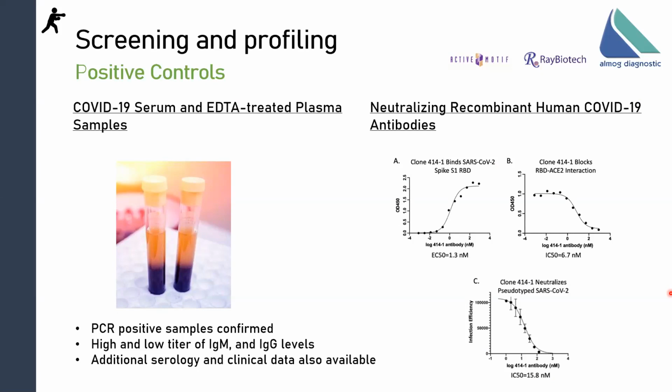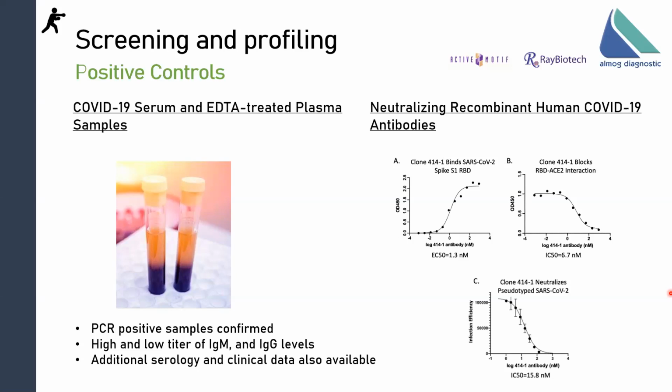Now, if you don't want to use the serum sample, you can choose to use the neutralizing recombinant antibodies themselves. These are recombinant antibodies also isolated from patients who have recovered from COVID-19. They were isolated, identified, and then a recombinant protein was produced.